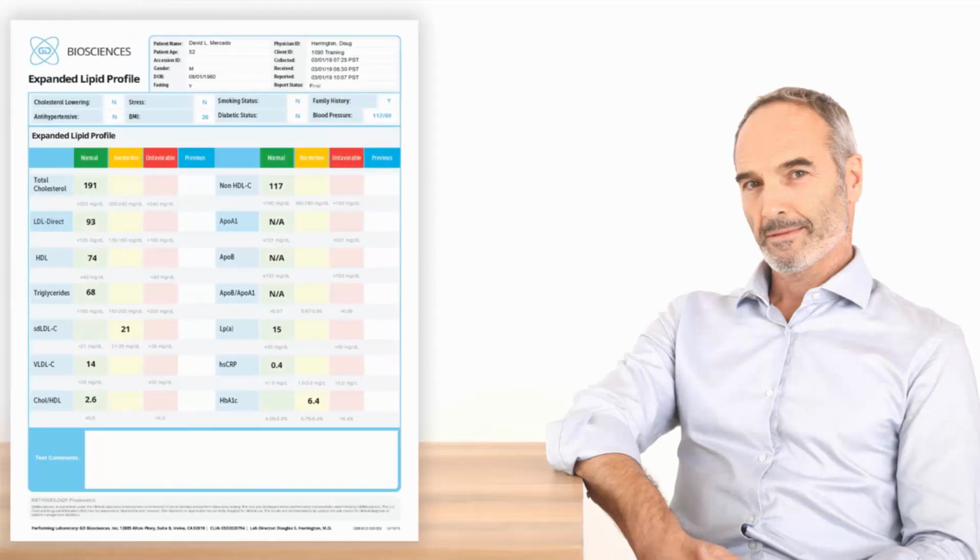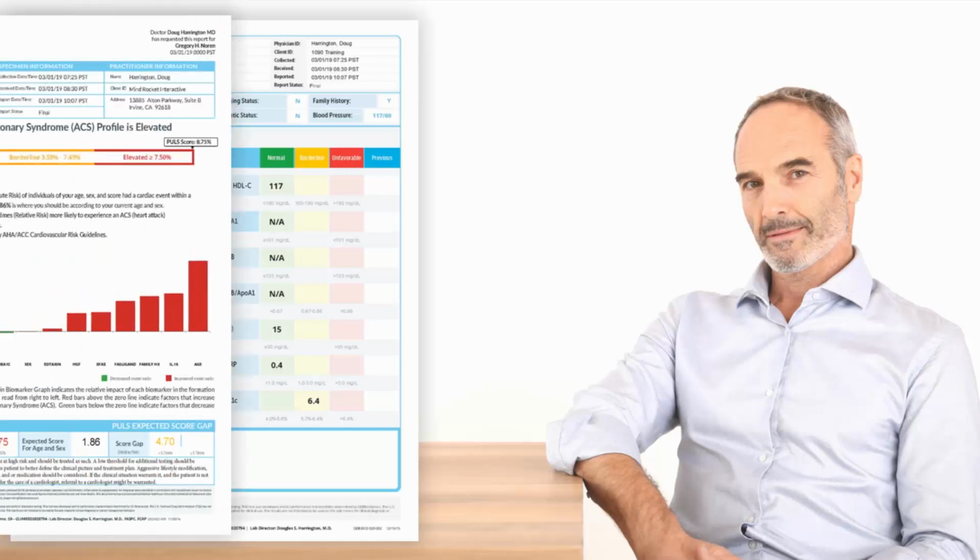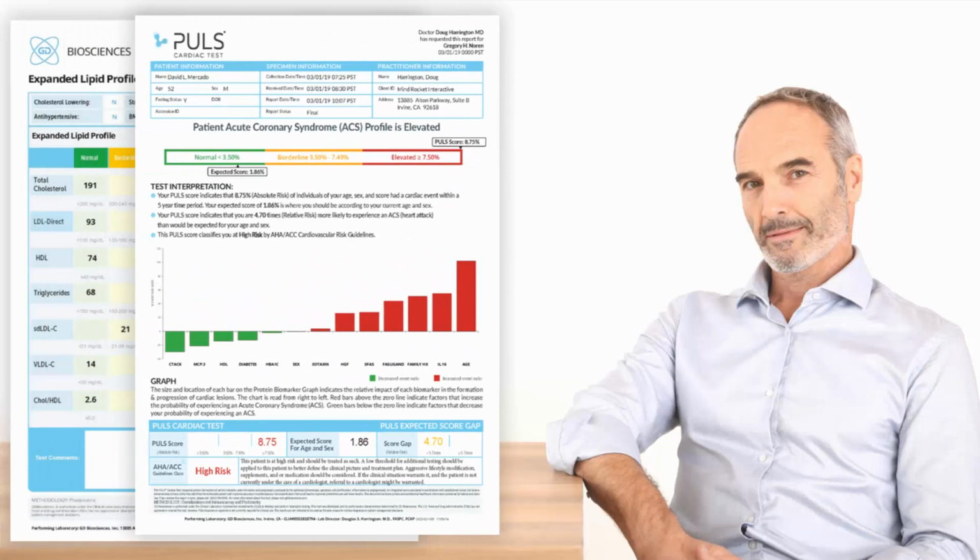This is a 52-year-old physician. His BMI is 26 and has a positive family history. There's been an abnormal hemoglobin A1C or blood sugar for about 10 years. LDL cholesterol, the primary determinant of what doctors do today, is normal. However, the pulse cardiac test is 8.75%, which is high. It's almost 5 times what is expected for this patient's age.